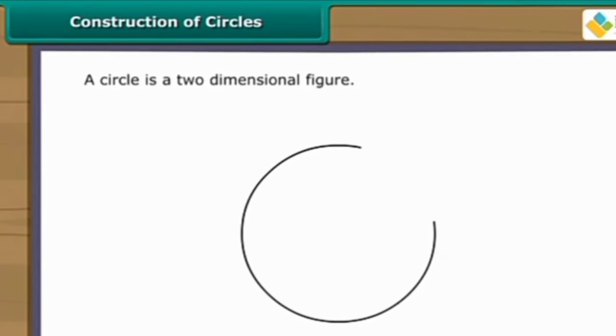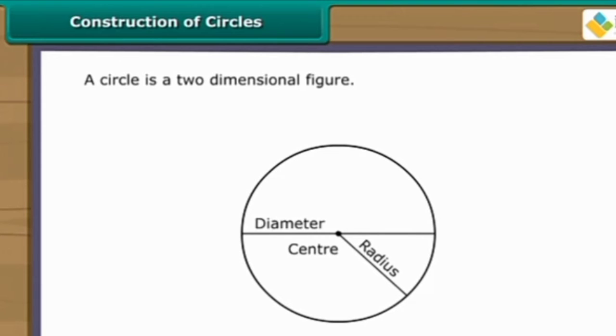Circles. A circle is a two-dimensional figure. Every circle has a center. The distance between the center and the boundary of a circle is known as its radius. The line segment through the center of a circle with its end point touching the boundary of the circle is known as the diameter of the circle. The diameter of a circle is twice its radius.